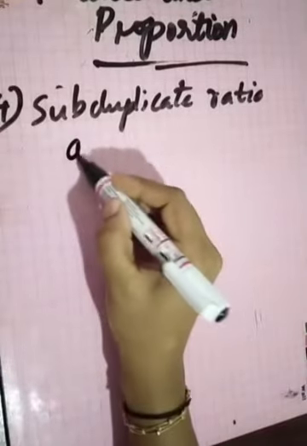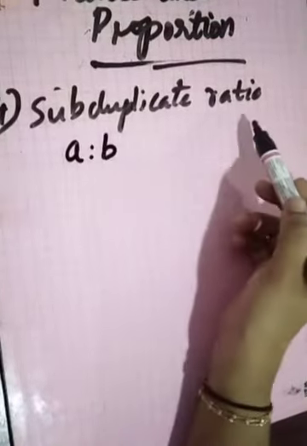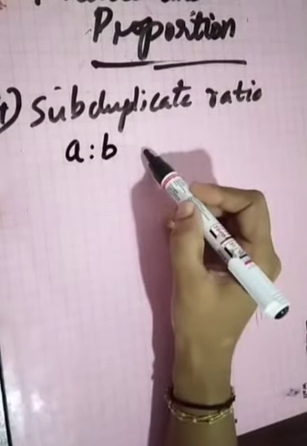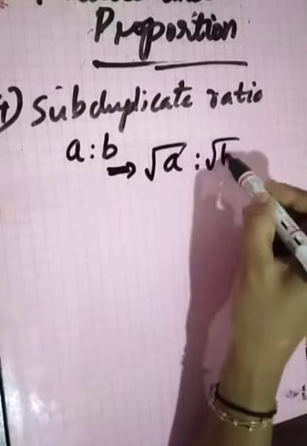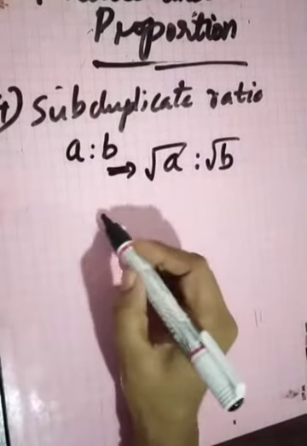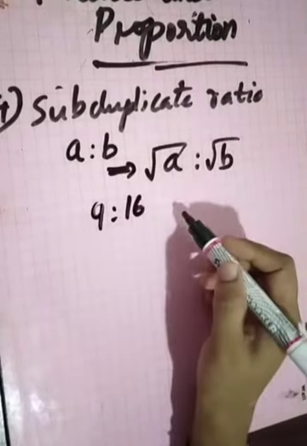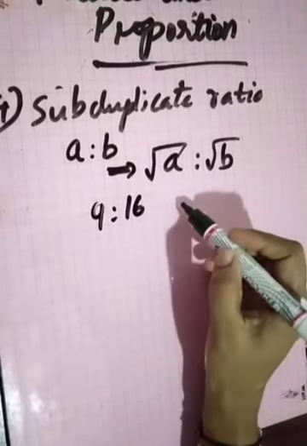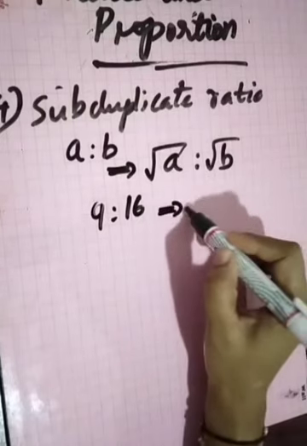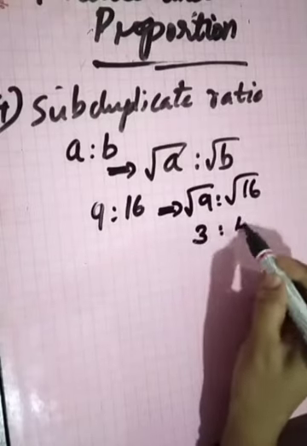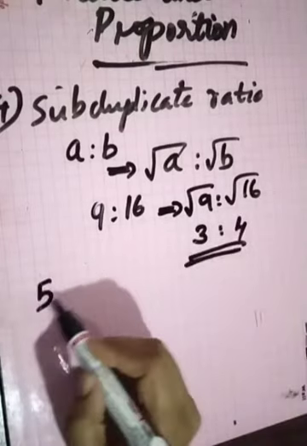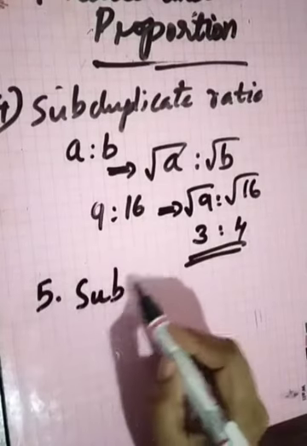Okay. Next is subduplicate ratio. This is the fourth one. If A is to B is a ratio, then the subduplicate ratio means square root of A is to square root of B. For example, 9 is to 16 is a ratio. Then can you say the subduplicate ratio of this 9 is to 16? Yes, it is square root of 9 is to square root of 16. That is equal to 3 is to 4. Now the fifth one is subtriplicate ratio.